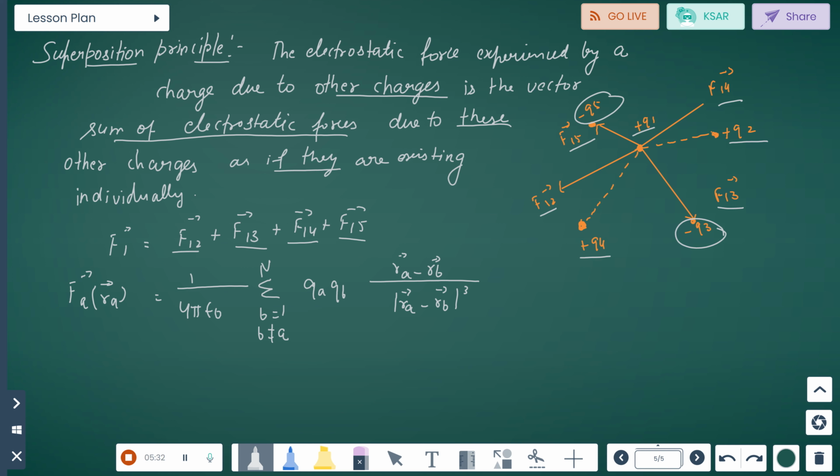Now putting the values of F12 like 1 by 4 pi epsilon naught q1 q2 by r12 square, and so on. Then after combining, taking common 1 by 4 pi epsilon naught, we have summation over a and b of qa qb (ra minus rb) divided by mod ra minus rb cube.